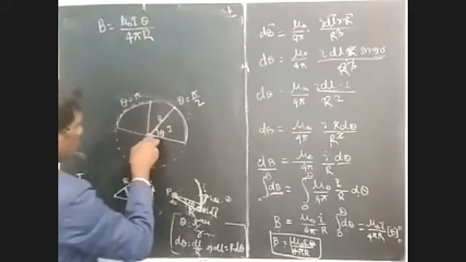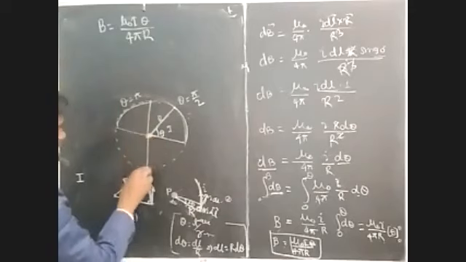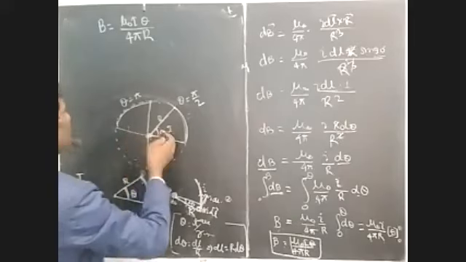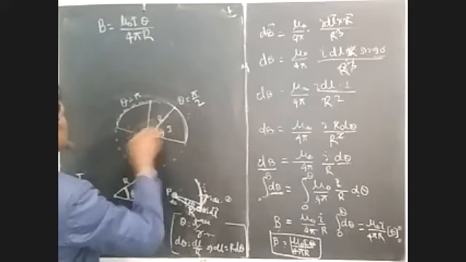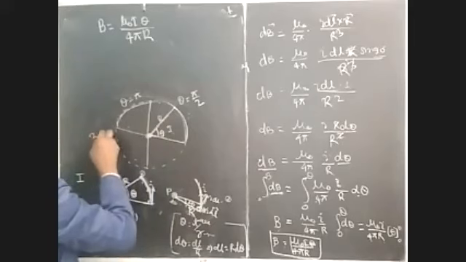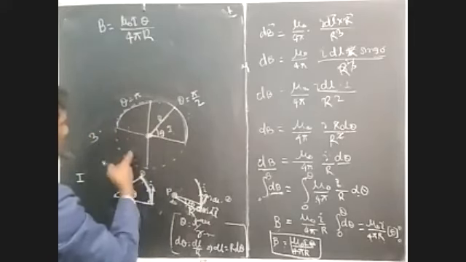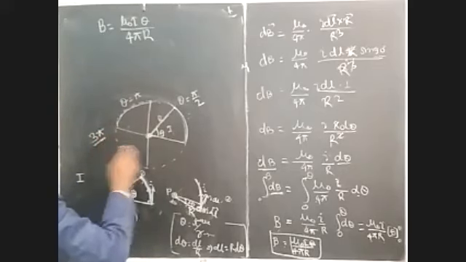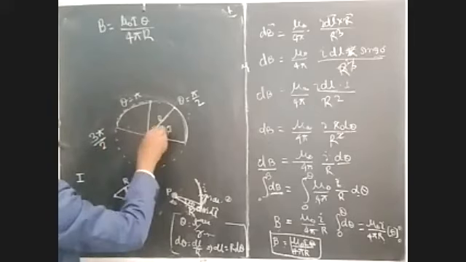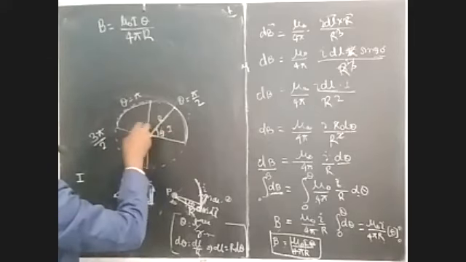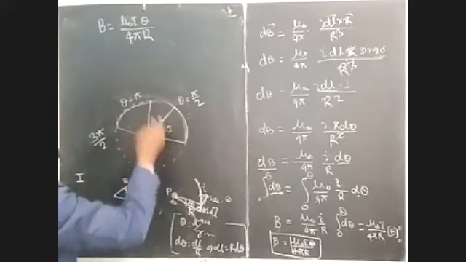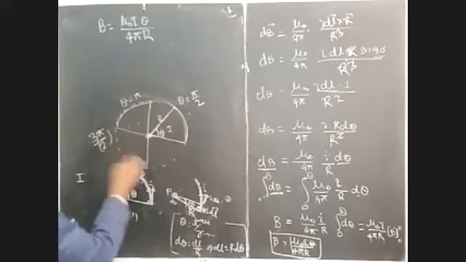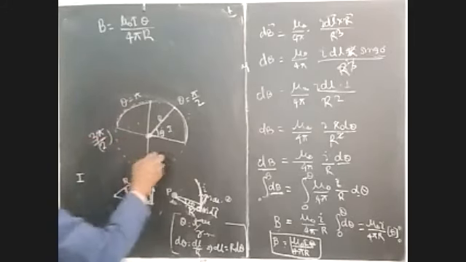If you want the magnetic field due to a semicircle plus a quarter circle, meaning 3/4 of a circle, then what do we have to put? This is the pi and this is the pi by 2, so it is 3 pi by 2. Pi by 2, pi by 2, pi by 2: 1 pi by 2, 2 pi by 2, 3 pi by 2, because each quadrant is 90 degrees, and if you multiply by 4 you get 2 pi up to here.